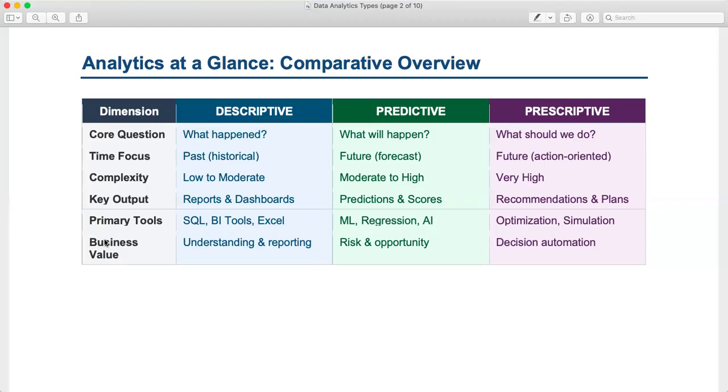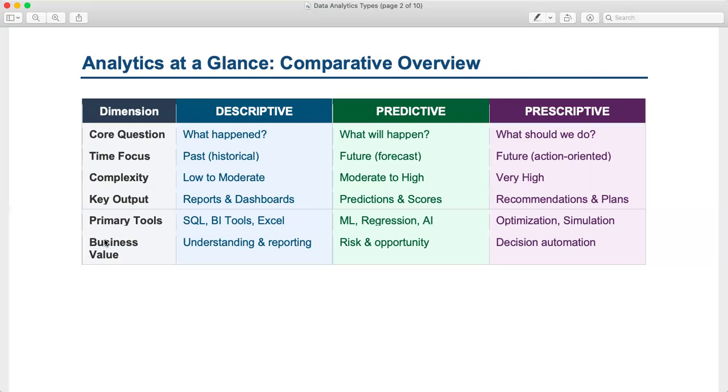They are the reports and dashboards. And for predictive, we have predictions and scores. And for prescriptive, we have certain plans or recommendations on the basis of the predictions we have.